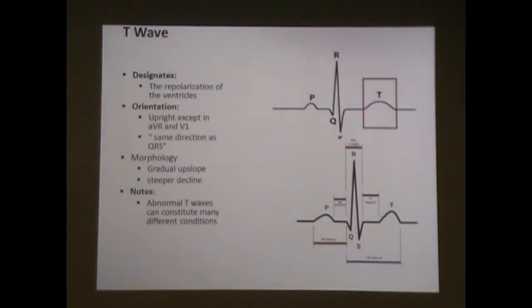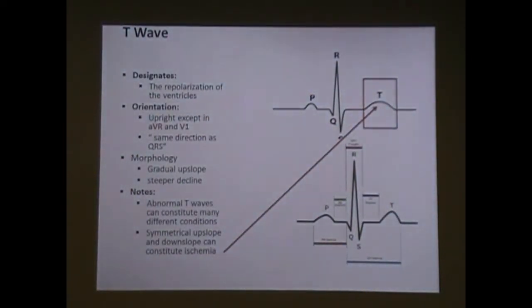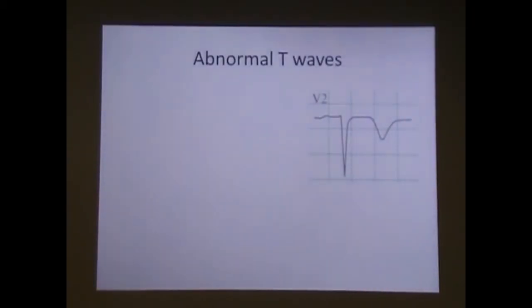Abnormal T waves can constitute almost anything. The list is astronomical of all the different things that can cause abnormal T waves, but knowing that they're there kind of perks up your bunny ears of, is there something else going on that I'm missing? And as I was saying earlier, the symmetrical upslope and downslope can constitute ischemia. But that is such a subtle sign. I don't think us flying or you guys in the back of the bus are going to be like, look at it, it's gradual. So to me it's not really relevant for the field setting.